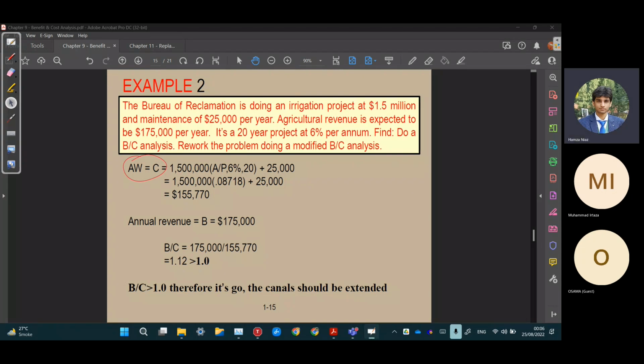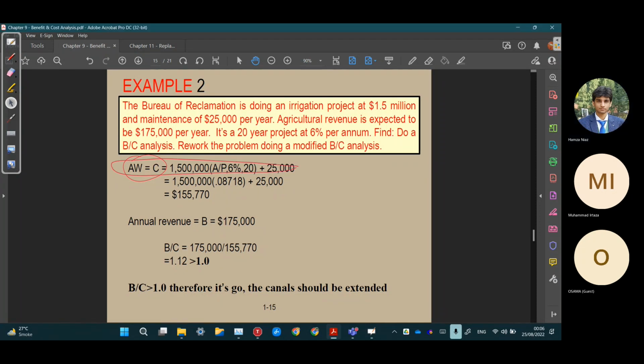So in this question, what they have done is they have found the annual worth of cost. 1.5 million was the initial cost, 25,000 was the annual operating cost. Similarly, we have done that for revenue as well, divided by this.